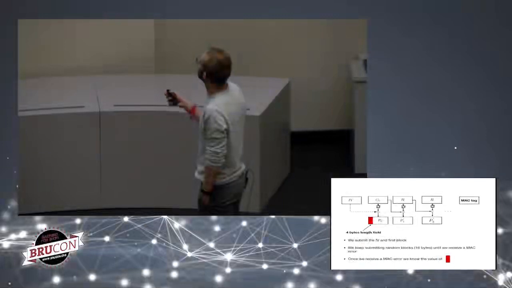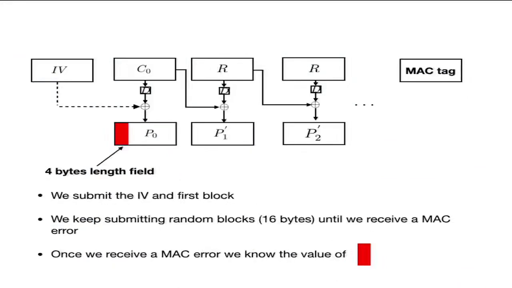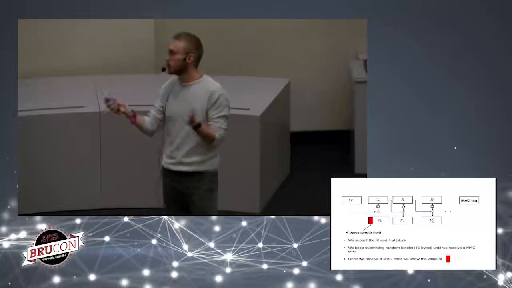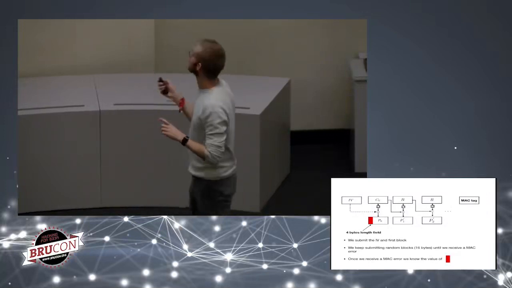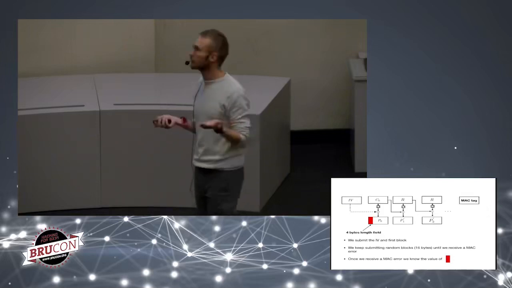So again, we have our ciphertext blocks here. We will take the first block, we will get the length field, we will submit IV and C1, and then we just keep submitting these random blocks until we receive a MAC error. What does it mean if we receive this MAC error? That means that we have sent enough ciphertext for the SSH server to say, okay, I've now received enough data according to this length field. I will now perform decryption and verify the MAC. Now, because we've sent these random blocks, obviously the MAC verification will fail.